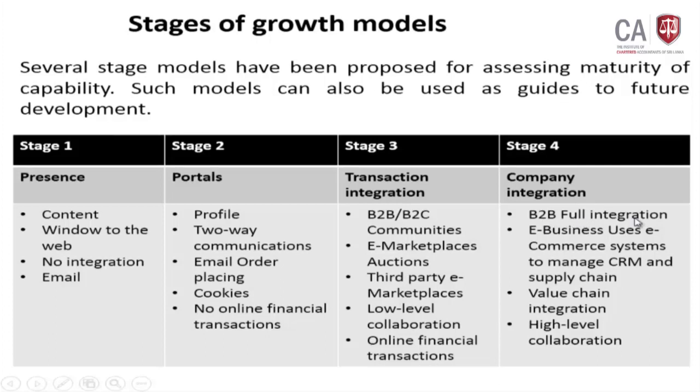B2B full integration can be there. E-business uses the e-commerce system to manage CRM and supply chain. So using e-business, the e-commerce system will be there to manage customer relationship management and supply chain. Value chain integration can be there, and also high level collaborations with business to business. So these are the 4 stages of growth model.